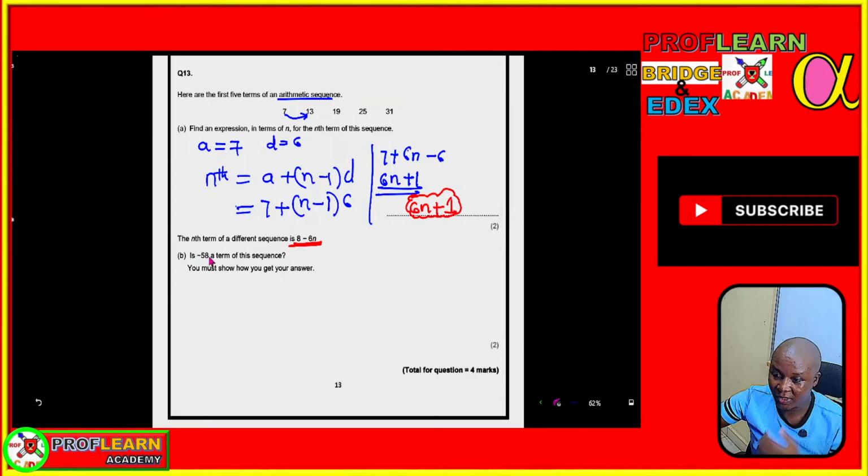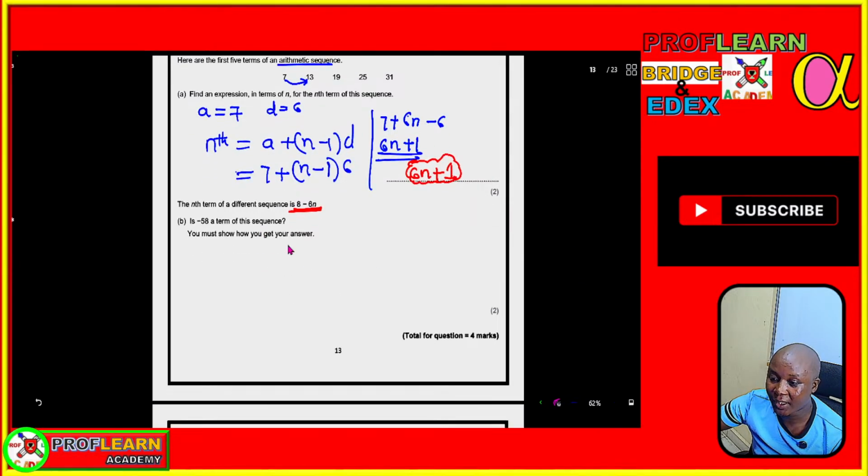The nth term of a different sequence is this. Is negative 58 a term of this sequence? How do we check if negative 58 is a term of this sequence? How do we check that?